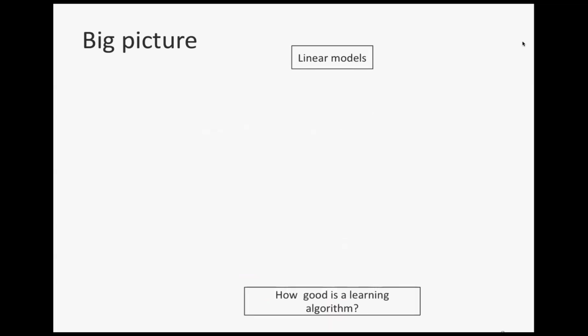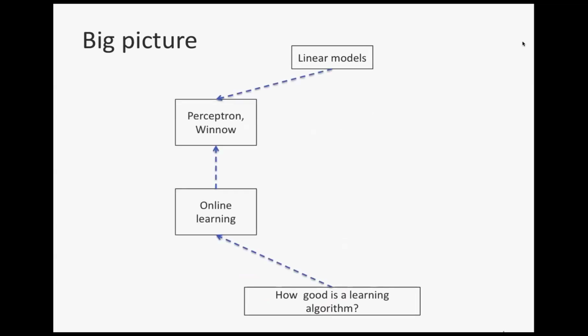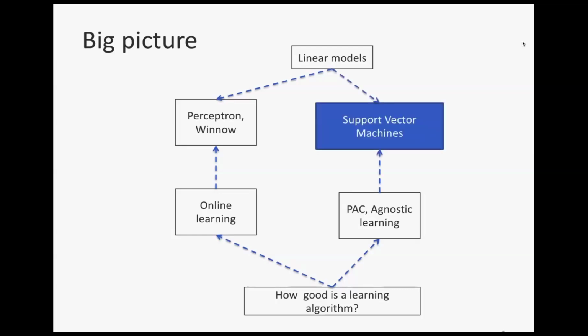And we've also seen the recurrent question of how do we know whether a learning algorithm is good or not. One way of answering this question is using the framework of online learning, and you get algorithms like Perceptron. We did not talk about Winnow, but that's another online learner for linear models. We looked at PAC learning and agnostic learning, and when this style of asking questions about the goodness of a learning algorithm meets linear models, we get support vector machines.